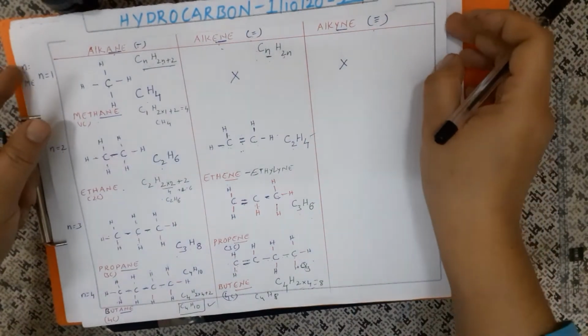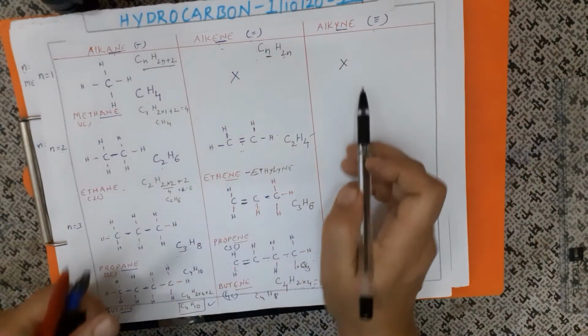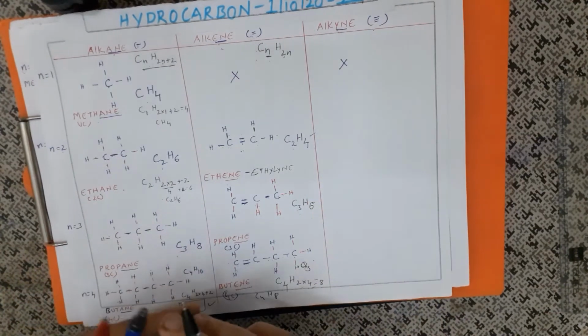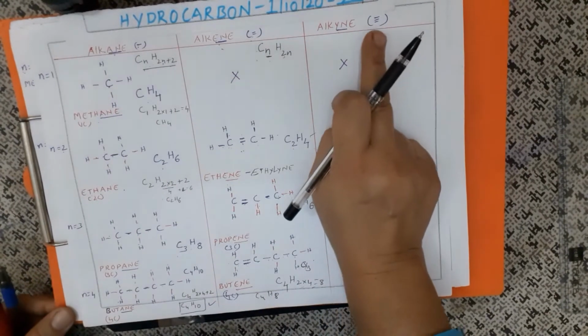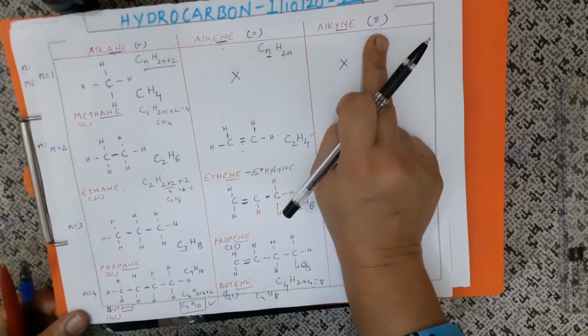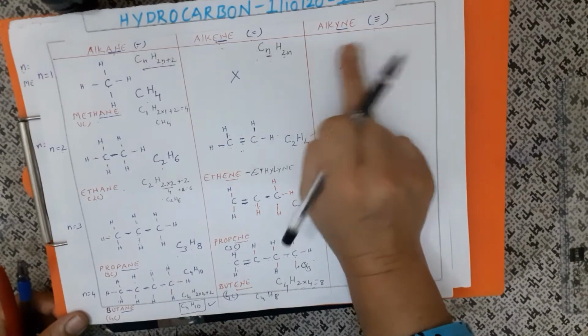So, welcome back, children. Now let us continue with the alkyne. So, what is an alkyne? A hydrocarbon with a triple bond between two carbons.